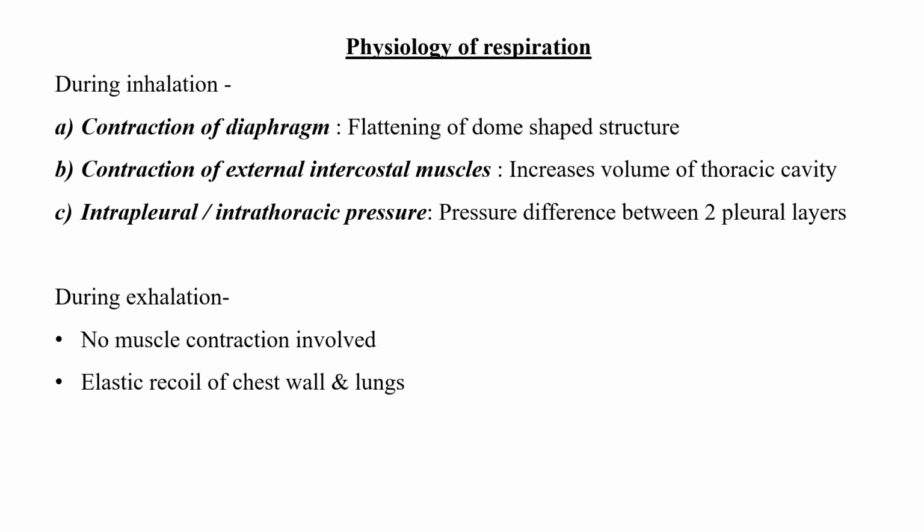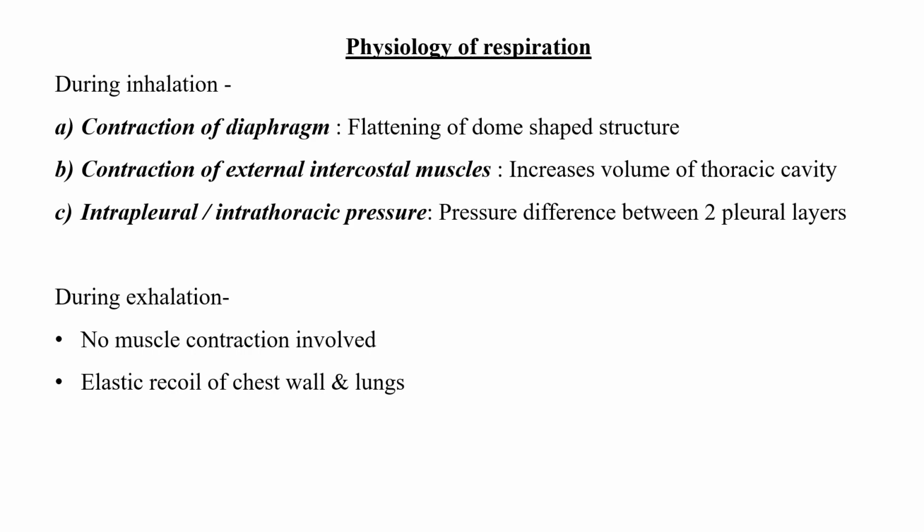Third method is by the intrapleural or the intrathoracic pressure. So during normal inhalation, the pressure between the two pleural layers in the pleural cavity, called the intrapleural pressure, is lower than the atmospheric pressure. Just before inhalation, it is around 756 mmHg, and the diaphragm and the external intercostal muscles start to contract, and the overall size of the thoracic cavity also increases. Volume of the pleural cavity also increases, thereby leading to an intrapleural pressure which decreases to about 754 mmHg.